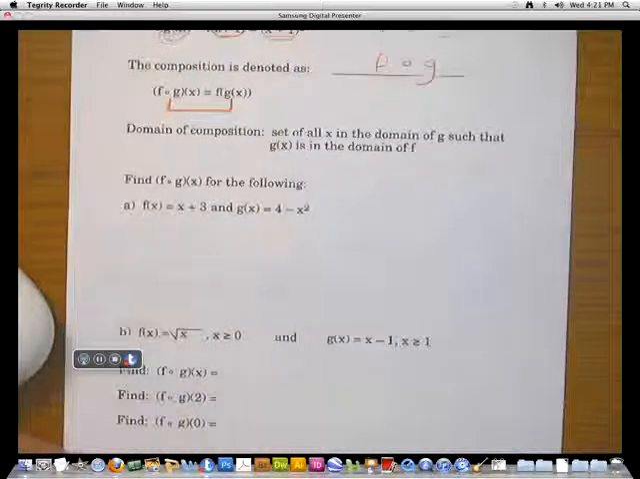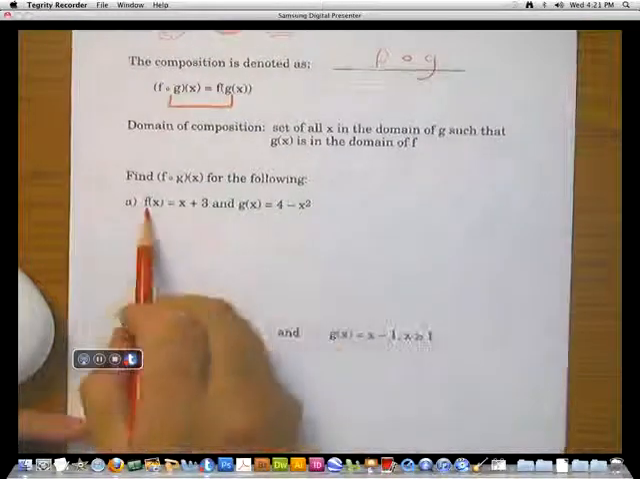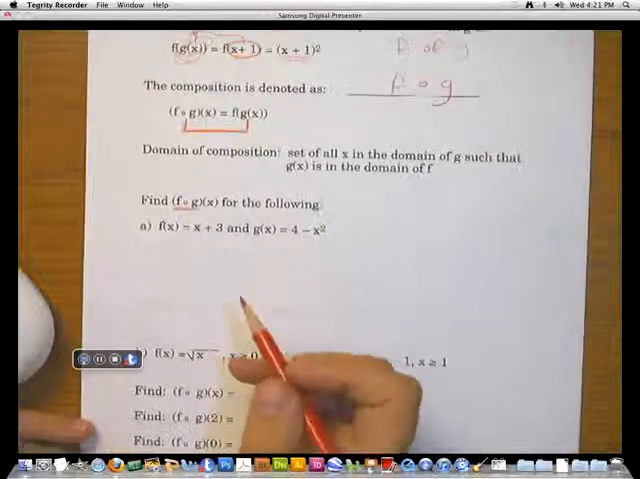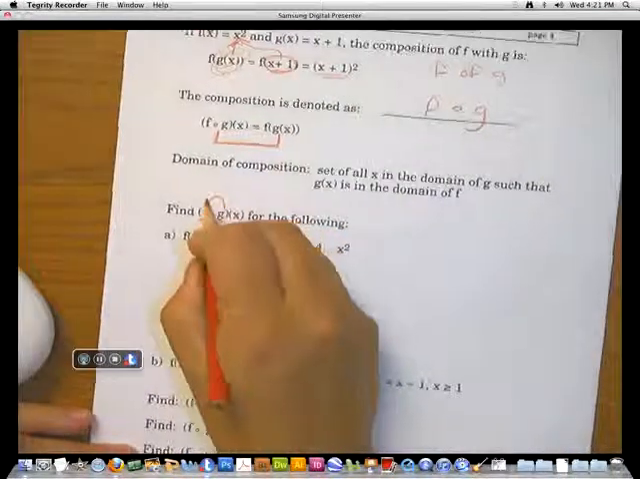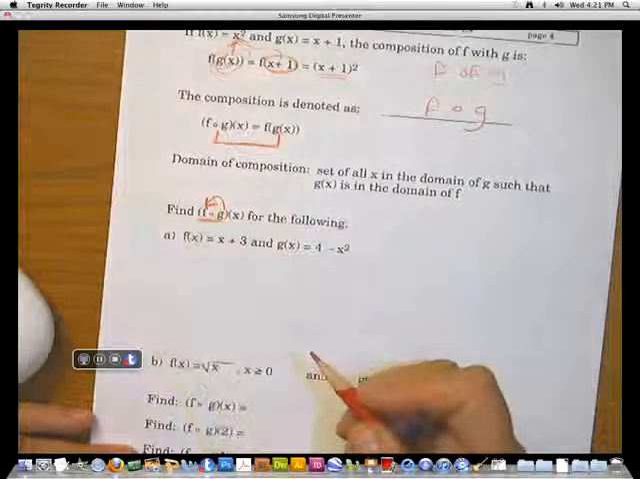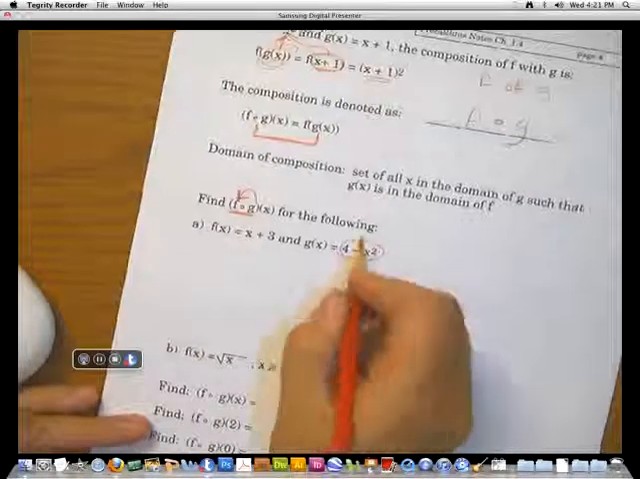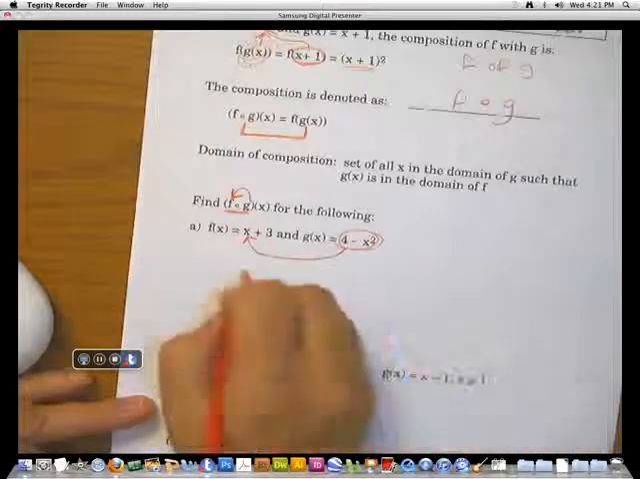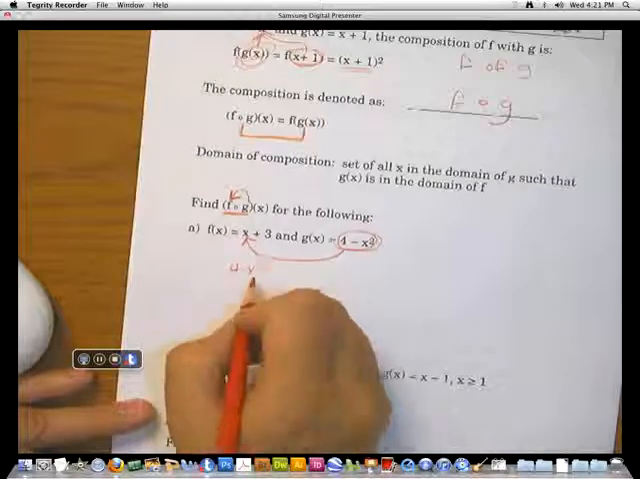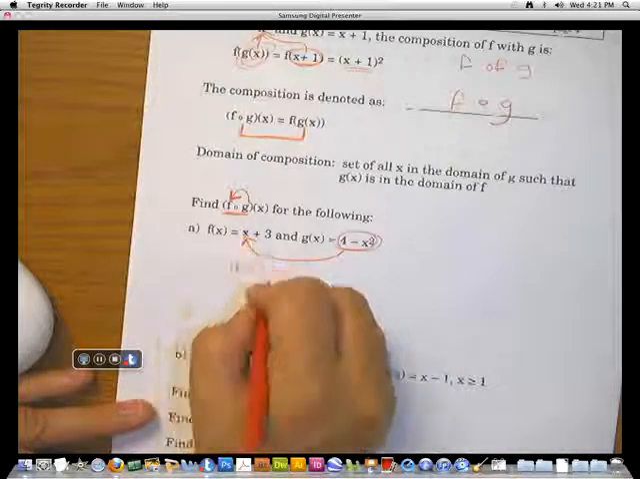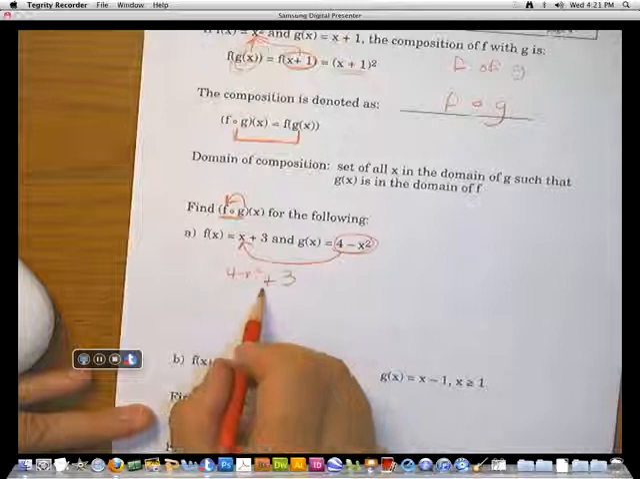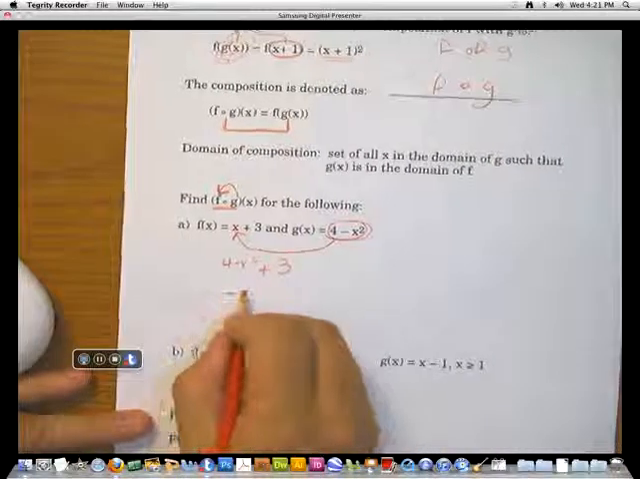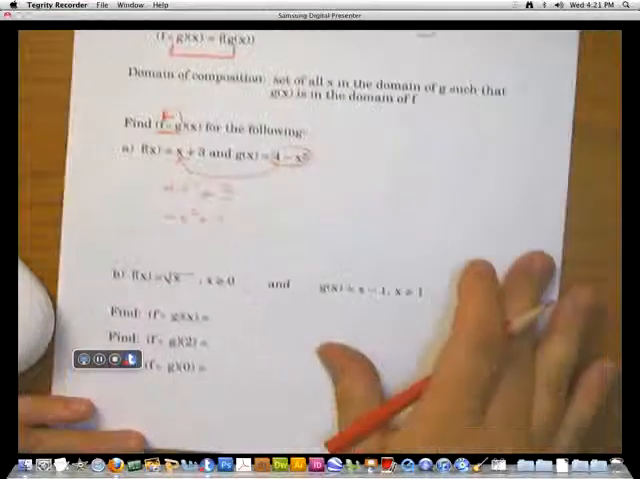All right, so here we have f of x, g of x, and it says we want to find f of g. So that means we're going to put the g into the f. So 4 minus x squared, that's the g, into the f. Put things in the proper order so that we get negative x squared plus 7.